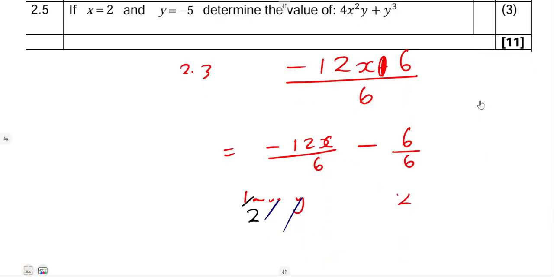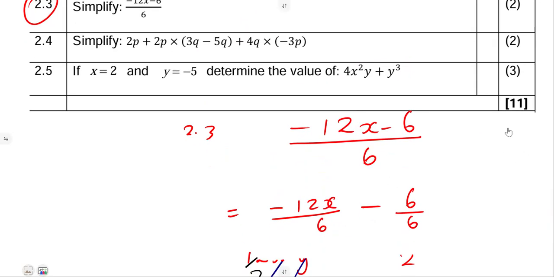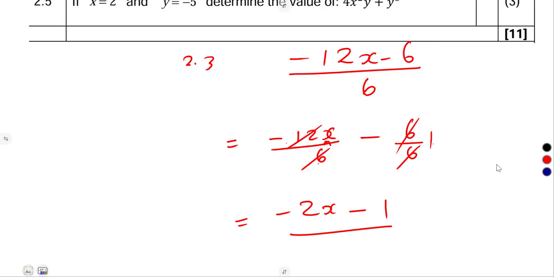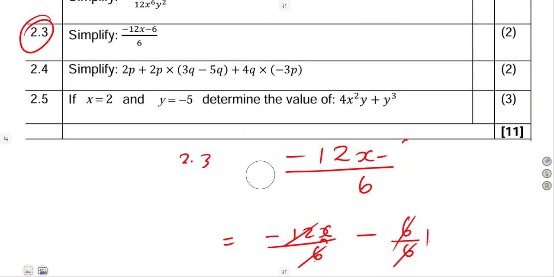Anyways, let us simplify and see what we are going to have at the end. So that is minus 12 divided by 6, that's a negative 2. And with that x, so it's going to be negative 2x. 6 and 6 are going to cancel, we get a 1. So that's negative 1. Just like that, we are done. There's nothing more that we can do. We cannot simplify any further. All right, then 2.4 for 2 marks.